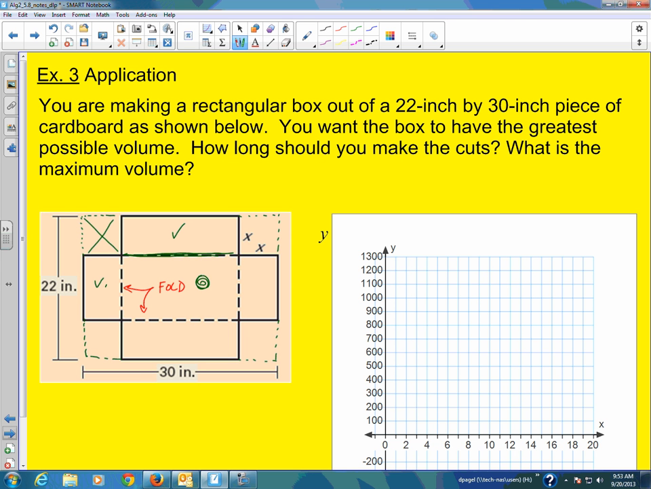This is the left side. This is the right side. This would be called front and back. This is the back of the box. This is the front of the box.